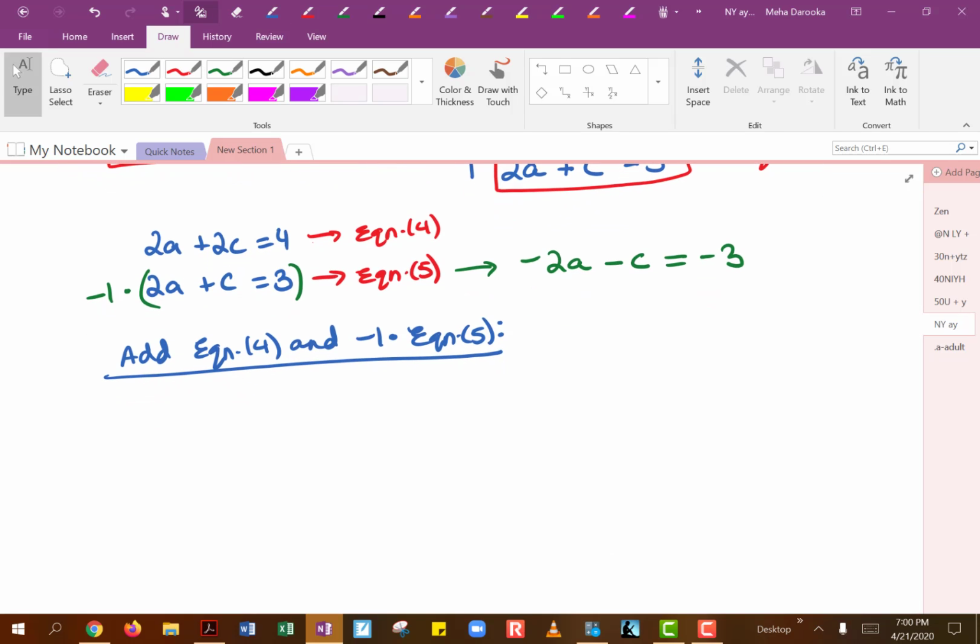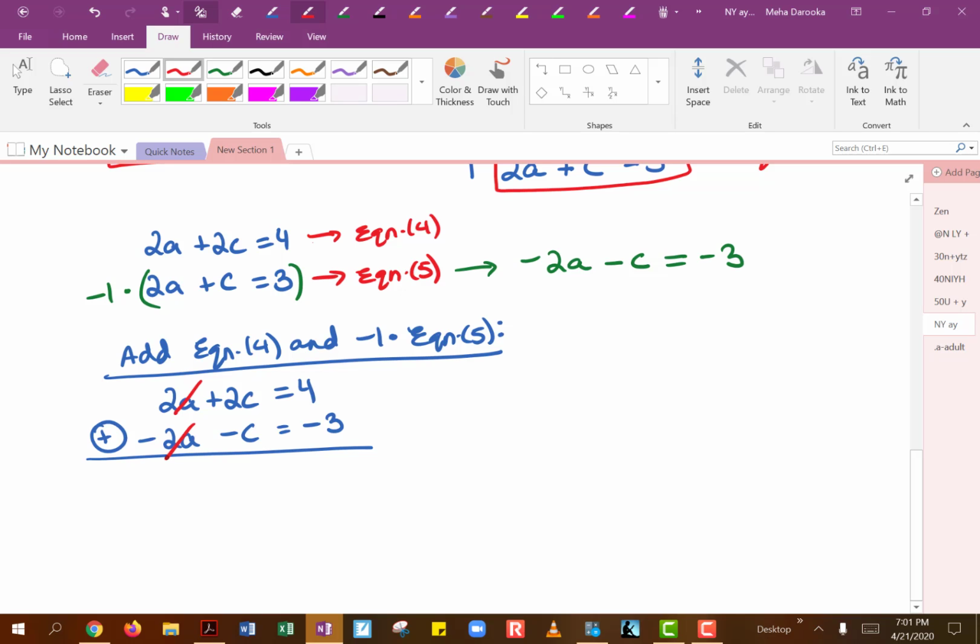Okay, so let's go ahead and combine these. So we've got 2a plus 2c equals 4. Equation 4 stays as it is. And then equation 5 has now become -2a minus c equals -3. So when we add these two equations together, positive 2a, negative 2a cancel each other out. 2c minus c will of course end up giving us c equals, and then 4 minus 3 gives you 1. So you can see we came up with the value for c.